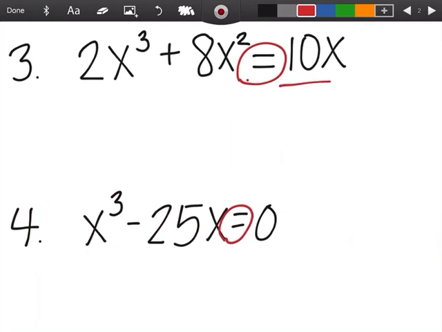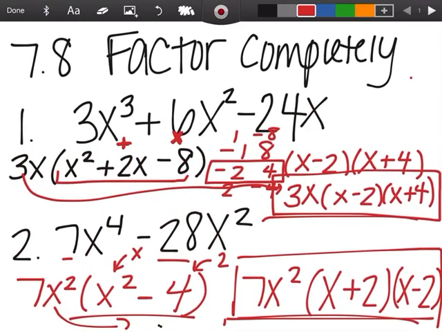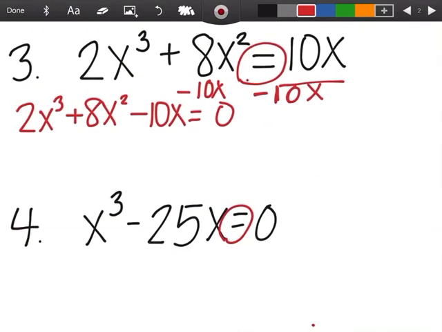But notice that I don't have a 10x product property. I need to get one of the sides set equal to 0, so I'm going to subtract 10x. So I've got 2x to the third plus 8x squared minus 10x equals 0. So I would look at that left side of the problem as one of these that I just did, where I have to factor it completely.